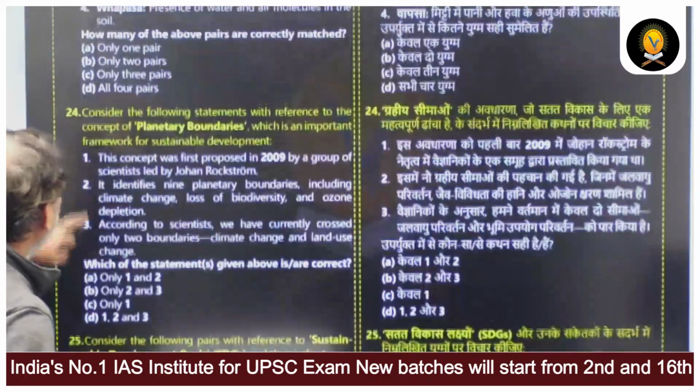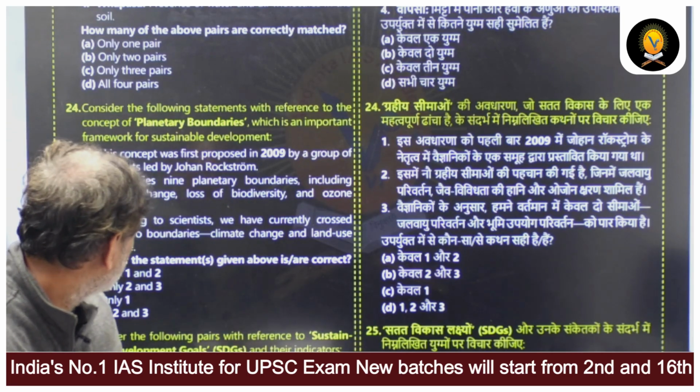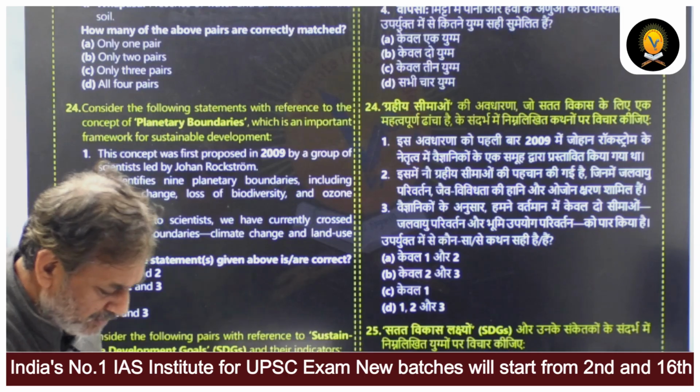Consider the following statement with reference to the concept of planetary boundaries, which is an important framework for sustainable development. This concept was first proposed in 2009 by a group of scientists led by Johan Rockstrom. Correct. It identified 9 planetary boundaries including climate change, loss of biodiversity and ozone depletion. Correct. According to scientists, we have currently crossed only 2 boundaries, climate change and land use.